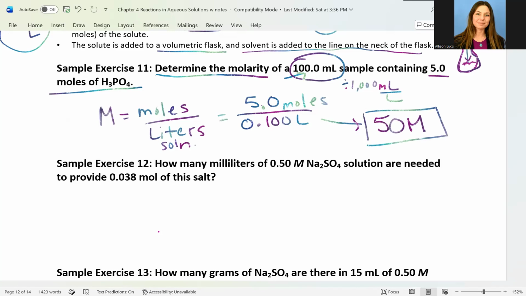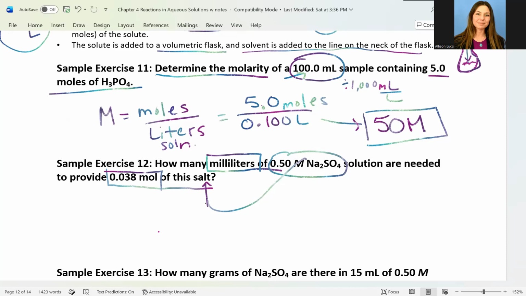Let's take a look at sample exercise 12 now. Now we're asked to solve for how many milliliters. So this is what we're looking for, milliliters. And we're given this concentration of sodium sulfate, so 0.50 molar. And we want to provide a final volume of the salt, the sodium sulfate here. So that's our salt that we're trying to prepare. So we want 0.038 moles.